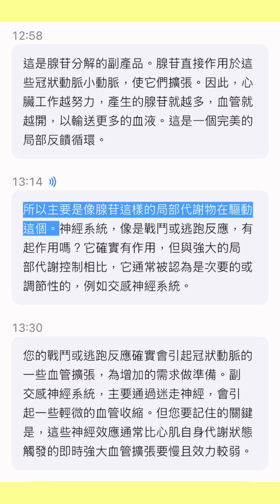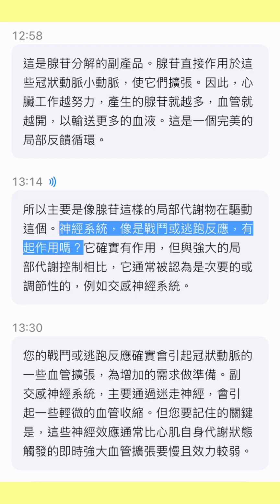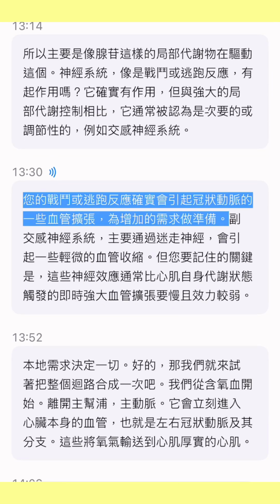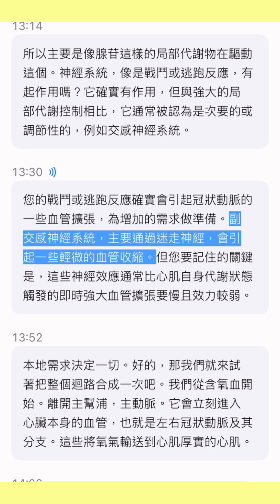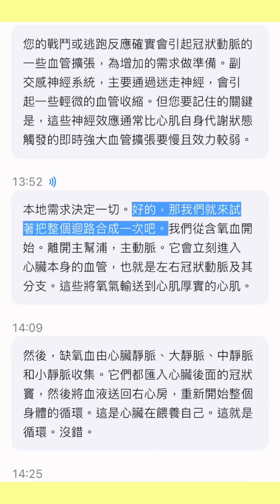So it's mostly local metabolites like adenosine driving this. Does the nervous system, like fight or flight, play any role? It does play a role, but it's generally considered secondary or modulatory compared to that powerful local metabolic control. The sympathetic nervous system, your fight or flight response, does cause some vasodilation in the coronary arteries, preparing for increased demand. And the parasympathetic system, mainly through the vagus nerve, can cause some mild vasoconstriction. But the key thing for you to remember is that these neural effects are generally slower and less potent than the immediate powerful vasodilation triggered by the heart muscle's own metabolic state. Local demand rules.